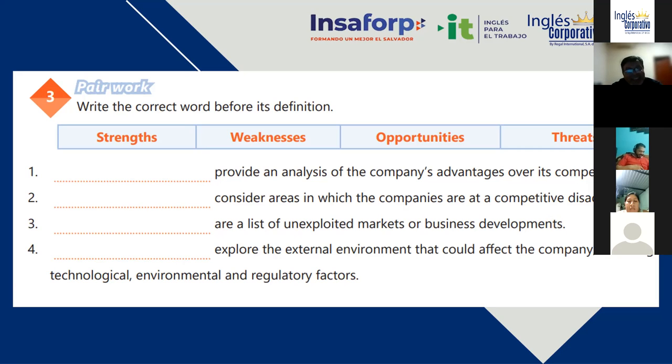And the last one, explore the external environment that could affect the company, including technological, environmental, and regulatory factors. Yes, the environment. Imagine now with the weather that is very crazy, that is a threat, definitely, right? The social situation also can be a threat that can affect the companies, right?